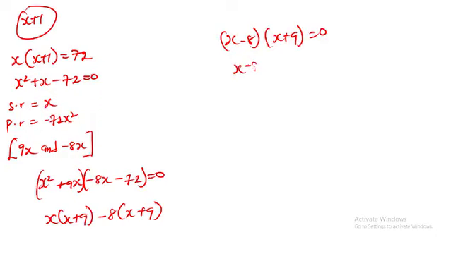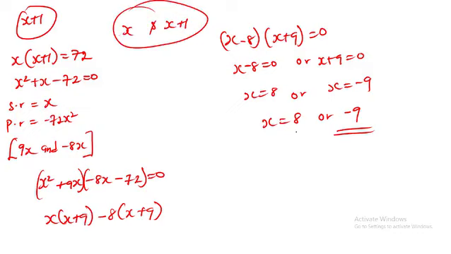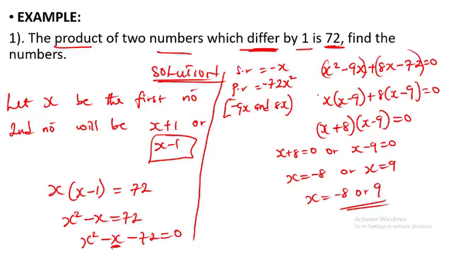Okay, x minus 8 is equal to 0, or x plus 9 is equal to 0. So x is equal to 8, or x is equal to minus 9. We have x to be equal to 8 or minus 9. So when using the two numbers to be x and x plus 1, we have the values of x to be what? 8 and what? Minus 9. And when we use the two numbers to be x and x minus 1, we have our x to be what? Minus 8 and 9.